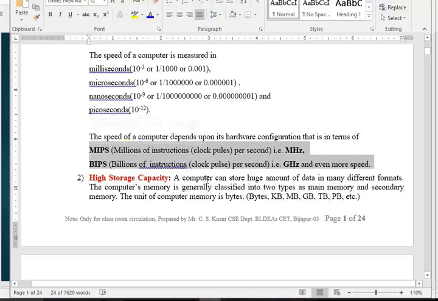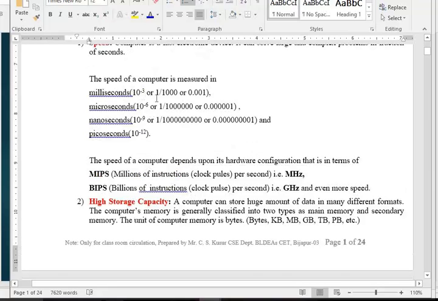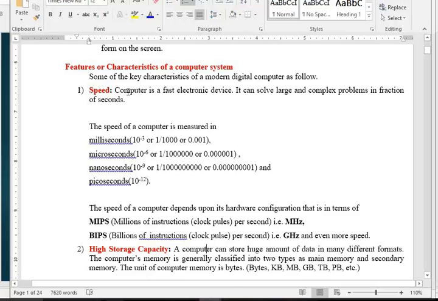One second is divided into 1000 milliseconds. One second is divided into 10 raised to minus 6, microseconds. One second is divided into 10 raised to minus 9, nanoseconds, and 10 raised to minus 12, picoseconds. This is the speed of a computer system. A computer is a fast electronic device. It solves large and complex problems in a fraction of a second.